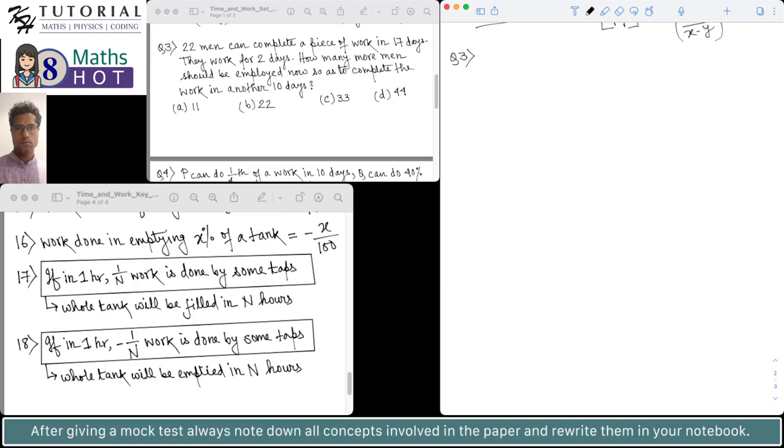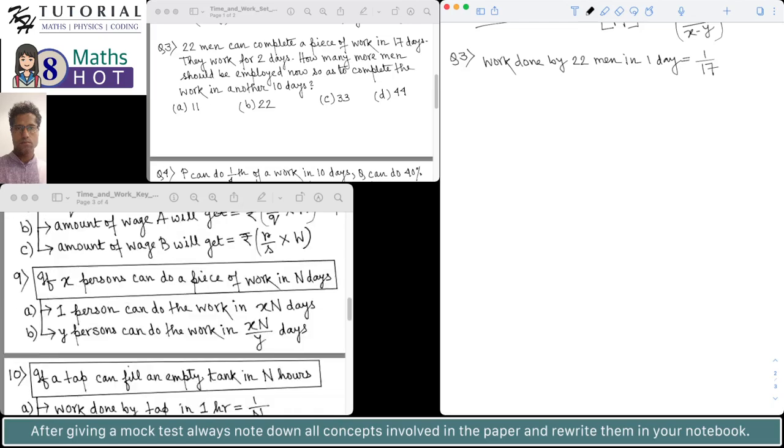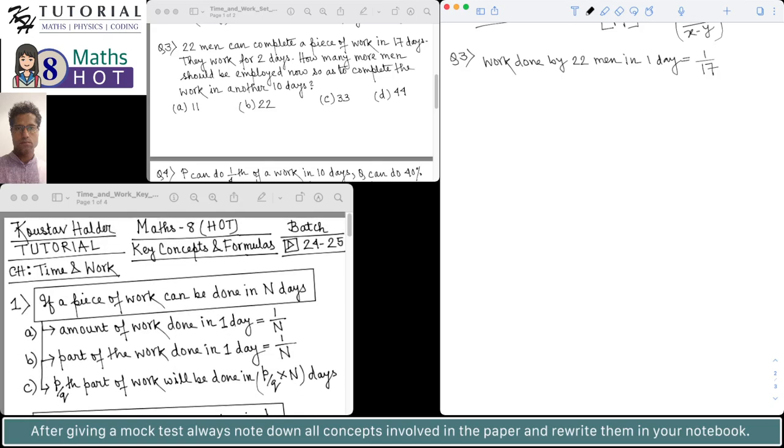Now we know that 22 men can complete a piece of work in 17 days. From this we can say work done by 22 men in one day will be equal to 1 by 17. This is based on the concept 1a.